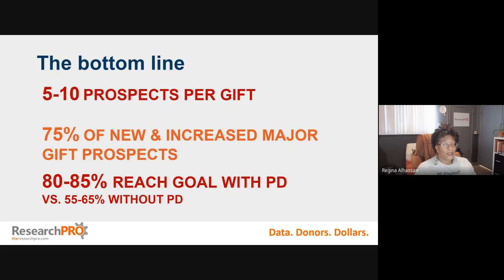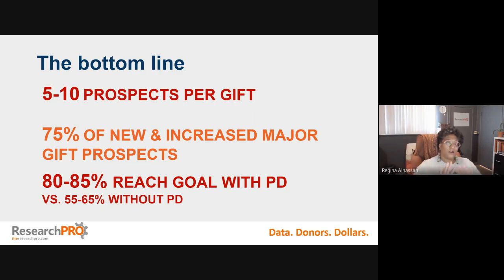So that means, let's just do $1 million. If you have a $1 million campaign, then your prospect pool needs to have the equivalent of about $5 to $10 million. Knowing that every prospect is not going to give you a gift, and every prospect is not going to give you a gift at the level that you want.